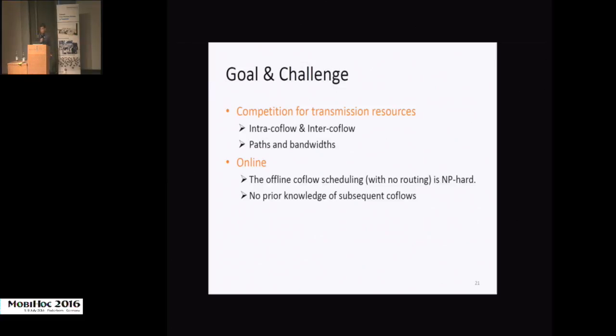Secondly, we want to consider the more practical online version of this problem. And here's one of our observations. The offline Coflow scheduling, even with no routing, is proved to be NP-hard. This is done by reduction from the well-known concurrent open shop problem. And again, online means that we have no prior knowledge of the subsequent Coflows. Finally, we always want to design a scheme with performance guarantee, which means we need to do worst case analysis and then derive a non-trivial competitive ratio.